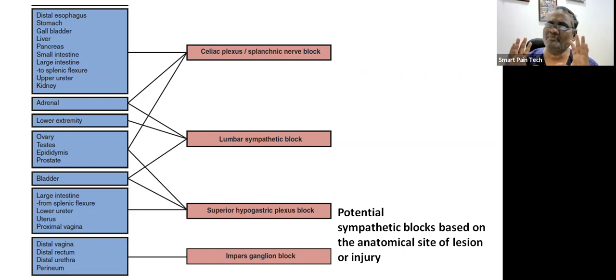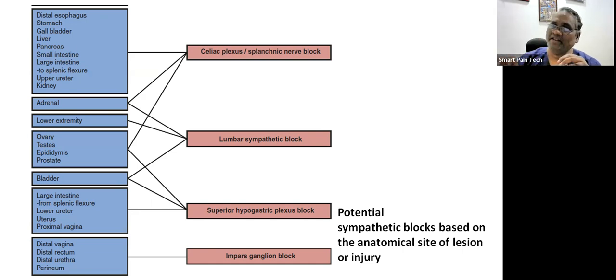A very easy way: if it is upper abdominal, then you have to apply the celiac plexus block. But at the same time, scientifically, you have to remember that pain originating from any organs up to the splenic flexure, including liver, kidneys, adrenals, gallbladder, you have to do a celiac plexus. And if it is away from that, from the splenic flexure, the large intestine, lower ureter, uterus, even the proximal vagina, you can do a superior hypogastric plexus.